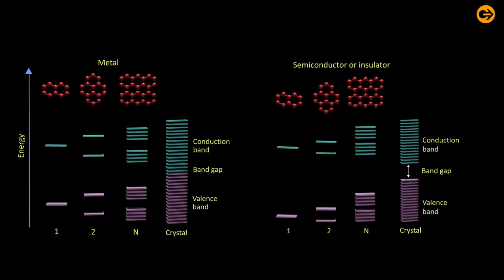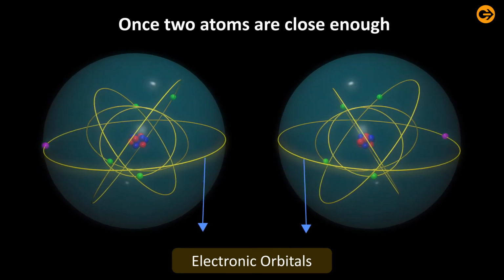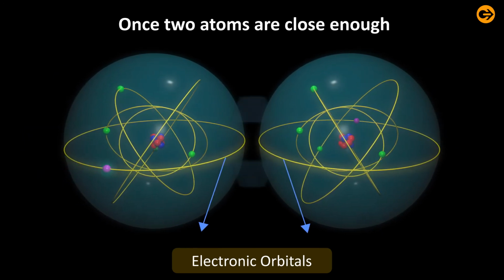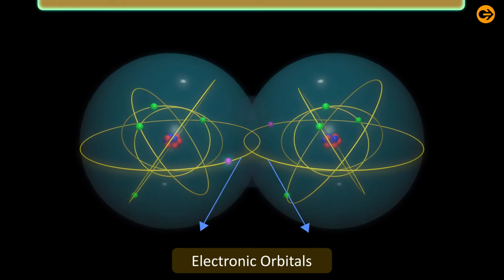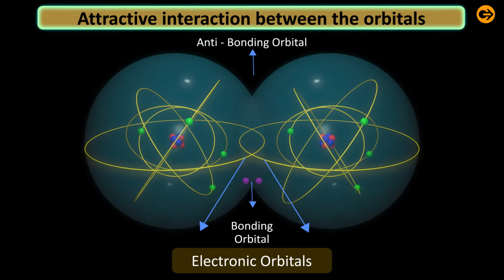This picture shows the formation of bands for metal and semiconductor materials. Follow this picture. Here, the bonding orbitals and the anti-bonding orbitals are present. The attractive interaction between the orbitals of two or more atoms is termed as bonding orbitals.